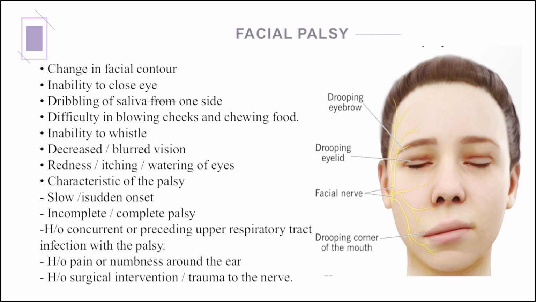And the eye symptoms such as blurring of the vision, redness, dryness, we have to explain it, because inability to close the eyes can expose the cornea and lead to exposure keratitis or corneal ulcer. And we have to characterize the palsy, whether it is complete or incomplete, whether he is having pain around the ear or not, numbness, recent upper respiratory tract infections, or previous surgeries or trauma also should be known.